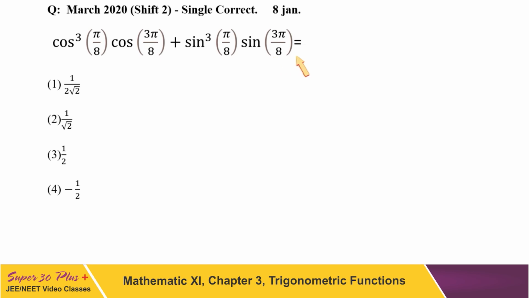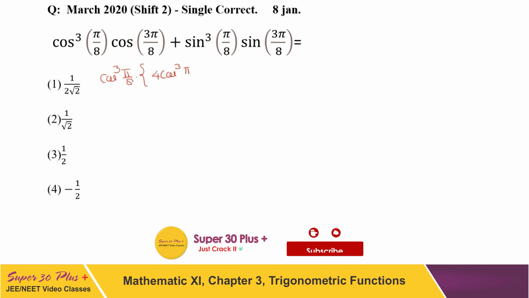First of all, we have to apply the formula of cos 3 theta here. It is cos cube pi by 8 into... What is the formula of cos 3 theta? It is 4 cos cube theta minus 3 cos theta. Now apply it. What is the theta? Theta is pi by 8 plus.